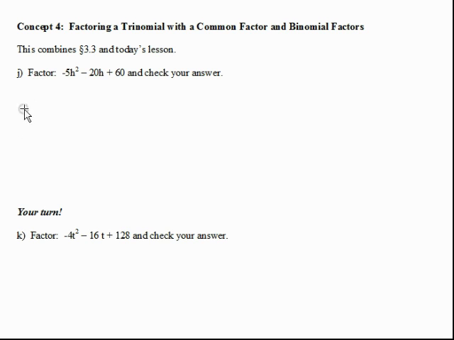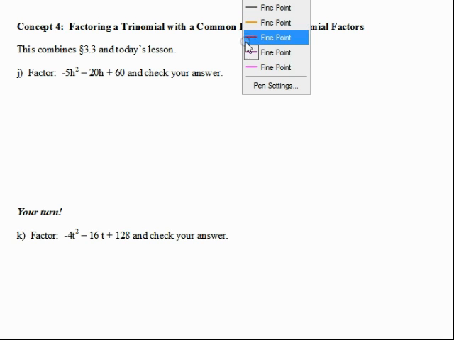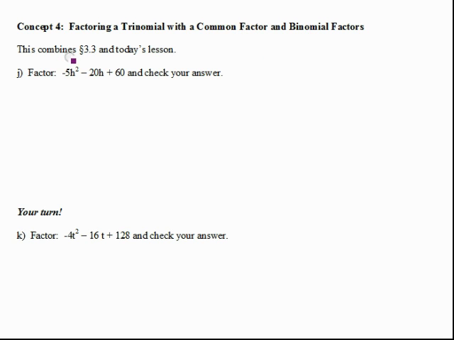Okay, now we need to combine what we did last day with what we're doing today, which is we need to factor out a GCF. So the GCF in this case is negative 5. So we're going to factor that out. So this becomes negative 5 times h squared plus 4h minus 12. I need to make sure to tell you to watch that plus and minus because that's where the mistakes happen, and then I write the wrong number down. And then I just need to factor this part.